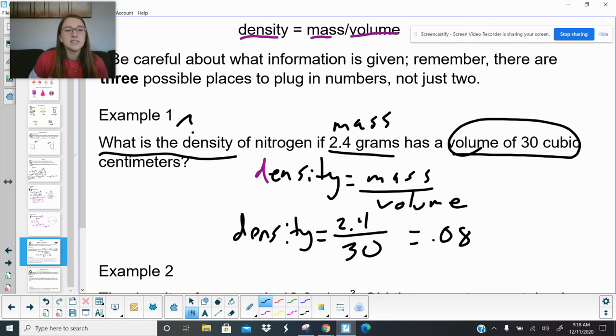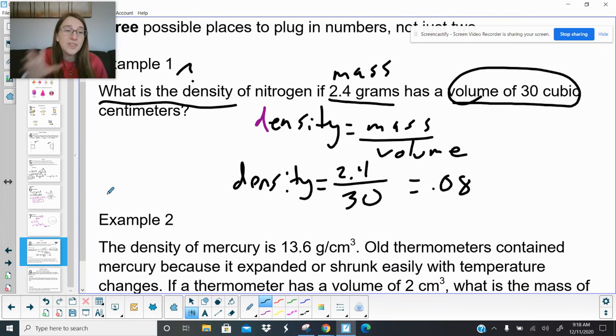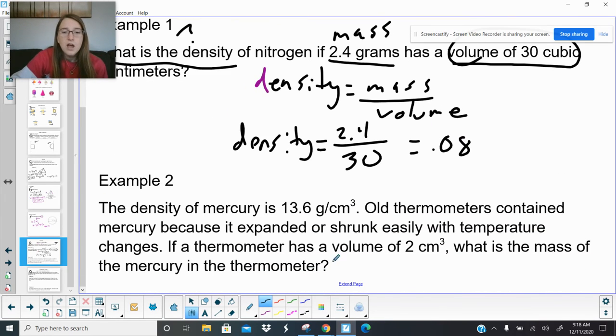So remember, density is a measure of how thick something is. Something can be very light, or at least not have a lot of mass, but it can have a high density. If I have a small rock, it doesn't weigh a lot, but it is very dense. It's thick and hard, right? So don't get those mixed up. If it says grams or pounds, ounces even, that's a mass. So 0.08 is a measure of how thick nitrogen is. Let's look at this one now.